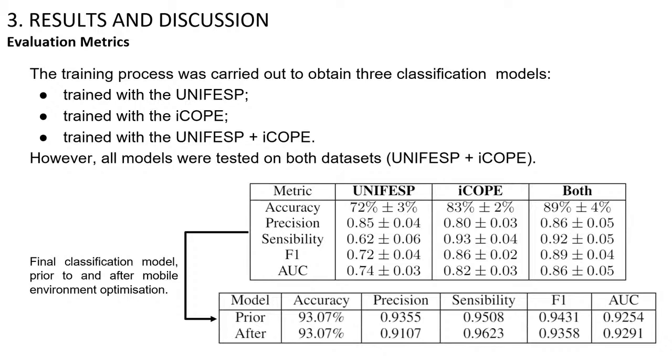The training process was carried out to obtain three classification models, individually using the UNIFASP and ICOPE datasets and with the combination of both datasets. However, they were all tested on both datasets. Our results showed that the model trained with both datasets obtained a better performance with 89% accuracy and was later optimized for mobile inference with similar performance. We believe that these results are suited for neonatal pain assessment since commonly used clinical pain scales achieved similar results.